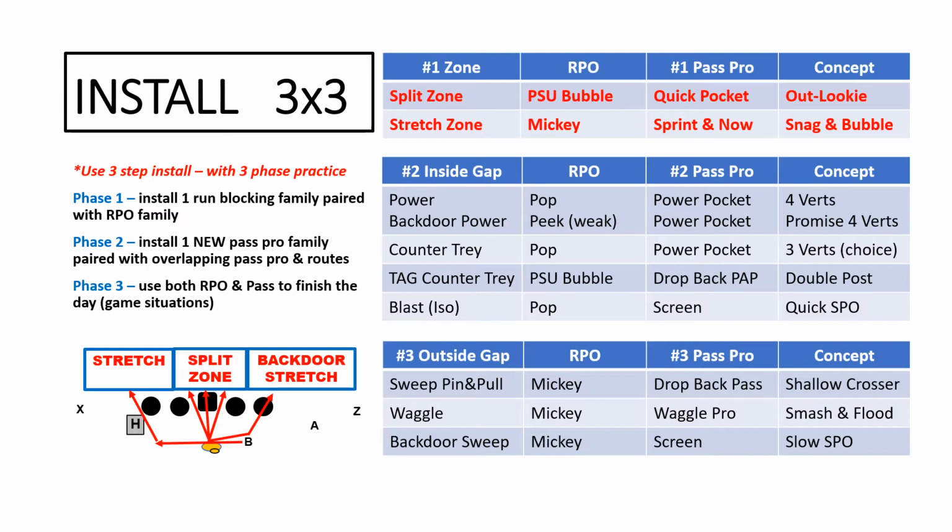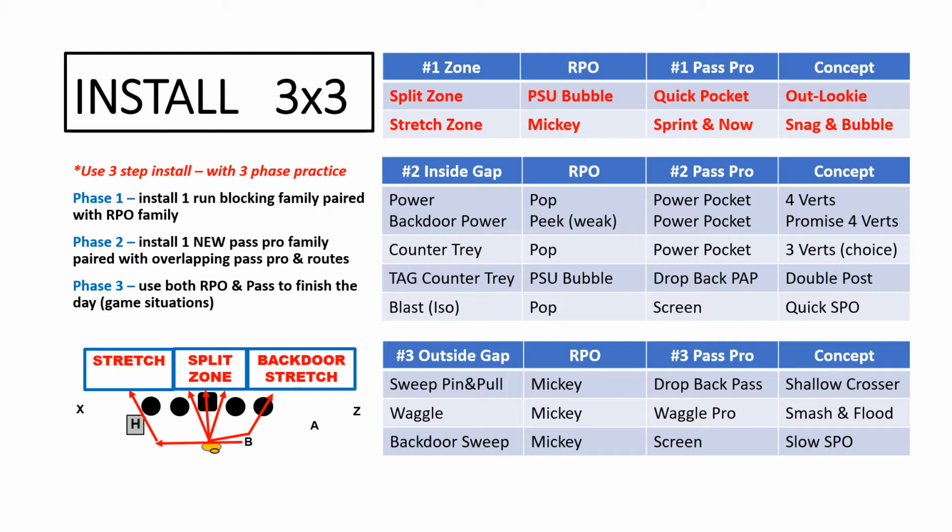All right, next, this is how we install this, because teaching is everything. I always say it's not what you do, but how you do it. So what we want to do is a 3x3 install. What this does is it allows us to compartmentalize the learning for the players. So phase one is where we just take that one run blocking family, which is zone here, and go ahead and just work our RPOs for the first third of practice.